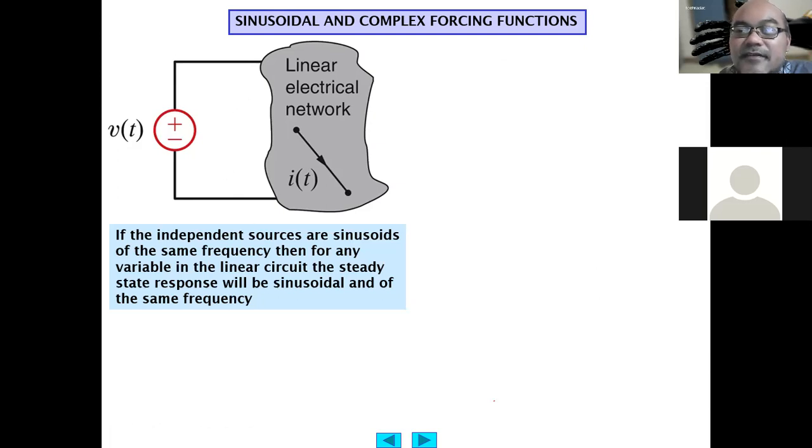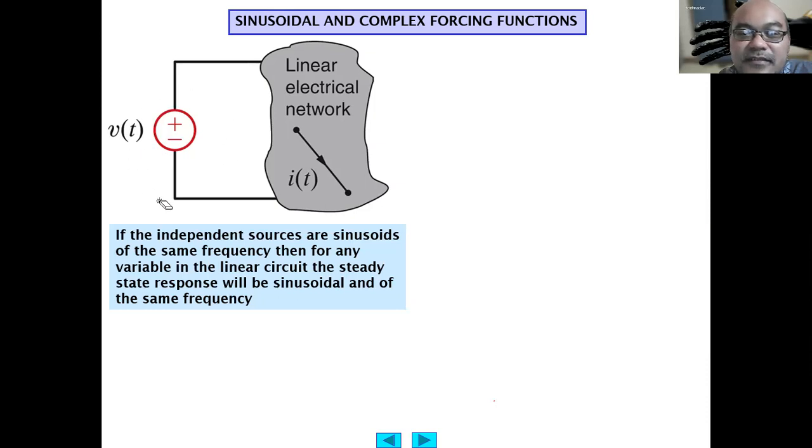linear electrical network. If the independent sources here are sinusoids of the same frequency, so they do not have variation in frequency, the same, then for any variable in this linear circuit, current, voltage, whatever, the steady state response will be sinusoidal also, and of the same frequency as the independent source. So this is one big law or characteristic that makes it easier for us to solve for any variable inside this linear electrical network.